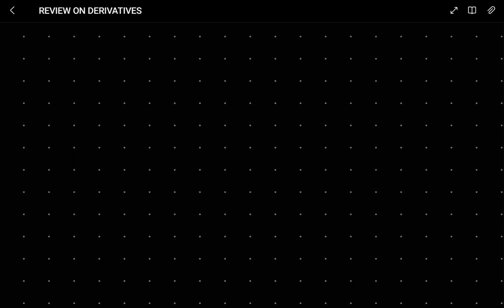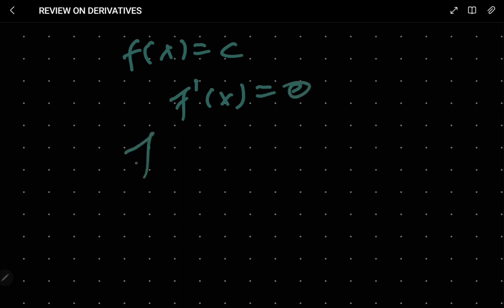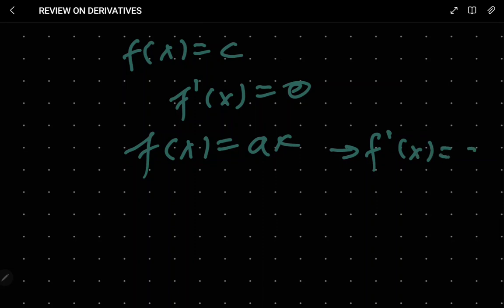So from the previous discussion, we have if a certain function f of x is a constant, then its derivative, in short form, f derivative of x, is going to be 0. If you have a certain linear expression as f of x, which is ax, then the f derivative for this one is going to be simply a.